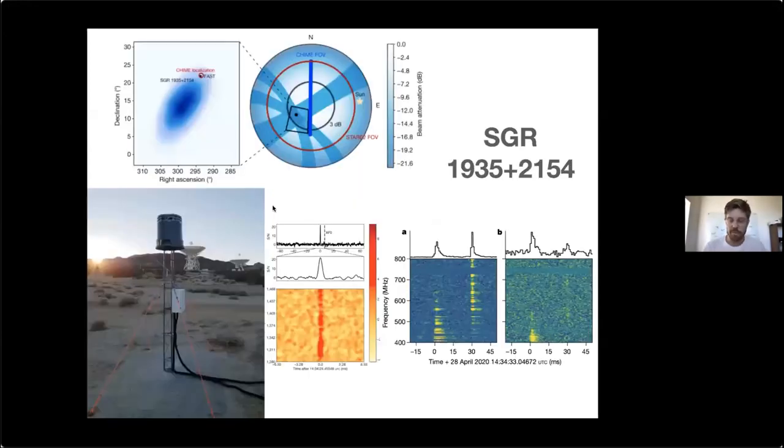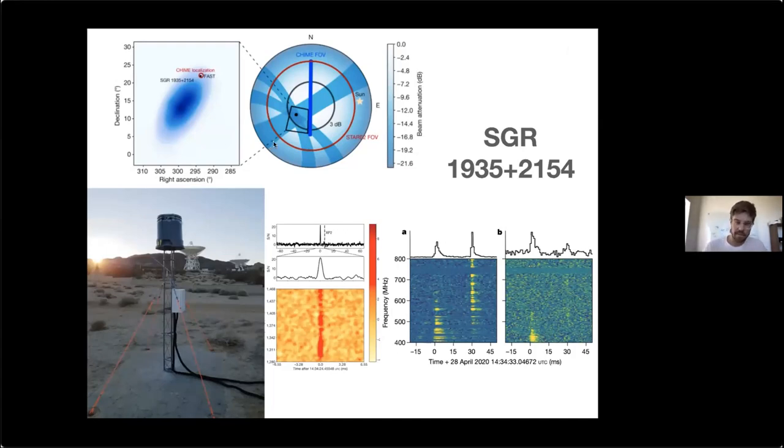So we all remember the excitement last year in April when a magnetar in our own galaxy, SGR 1935+21, emitted this extremely bright, very energetic burst, which was detected both by STARE-2, which you can see in the bottom left here, and by CHIME FRB in the side lobes. And this was hugely informative. Of course, it created this dramatic link between the extragalactic FRBs that we've been studying for the past 10 years and magnetars in our own galaxy.